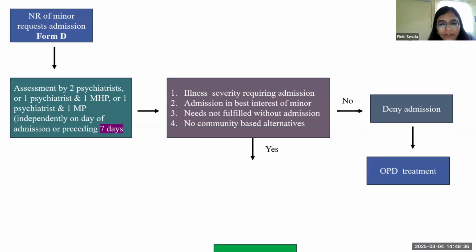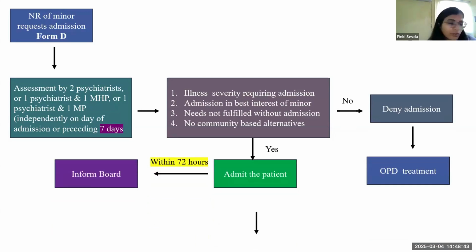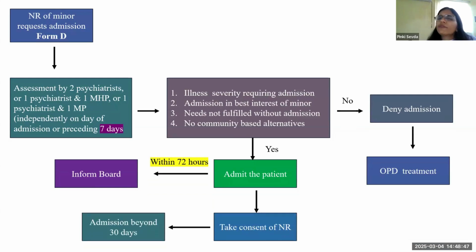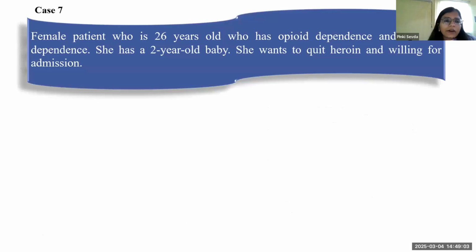If it is there, then we will admit the patient, and within 3 days, within 72 hours, we should inform the board. And we will take consent from the NR. And if the admission exceeds 30 days in cases of minors, then every 30 days we should inform the board. So these are the forms under section 87 for minors, Form D and Form H. Form D for admission, Form H for discharge of the patients.